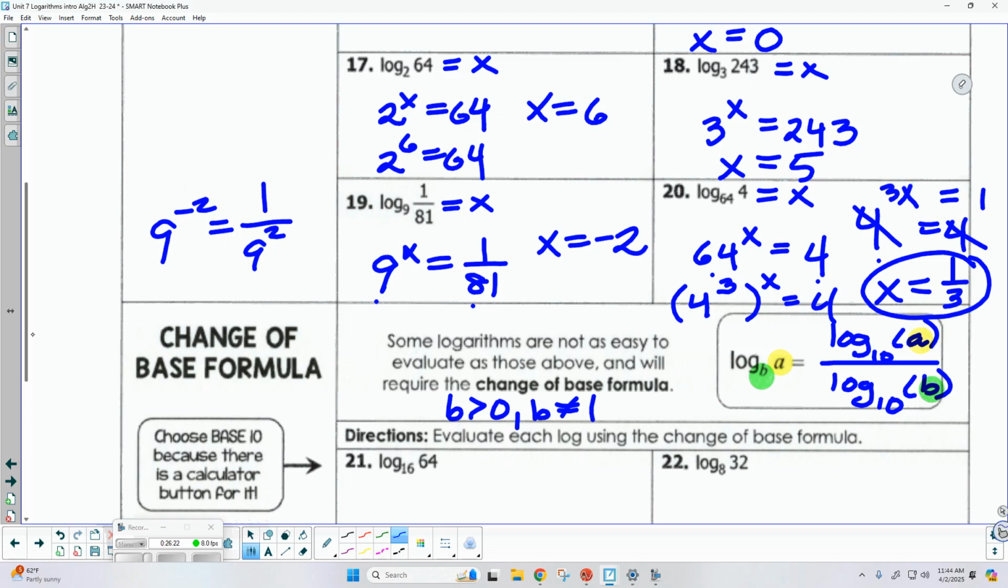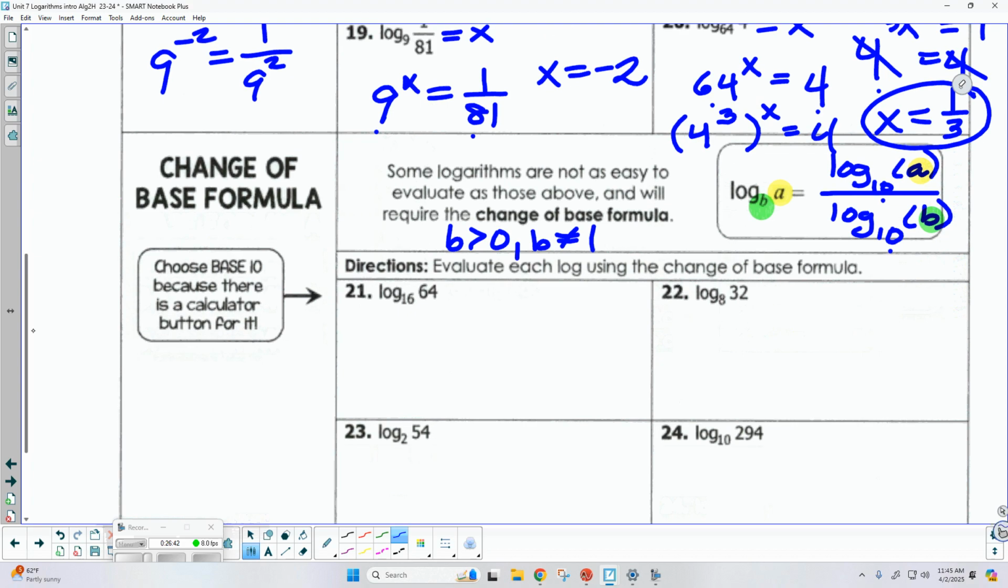Now, let me show you what the change of base actually does. The argument a remains the argument in your numerator. The original base becomes the argument in your denominator. And then you just plug in whatever base you want. Here, they're really encouraging you to use the common log. So let's take a look at this one.